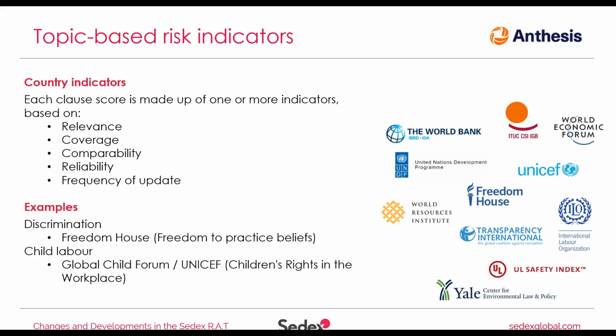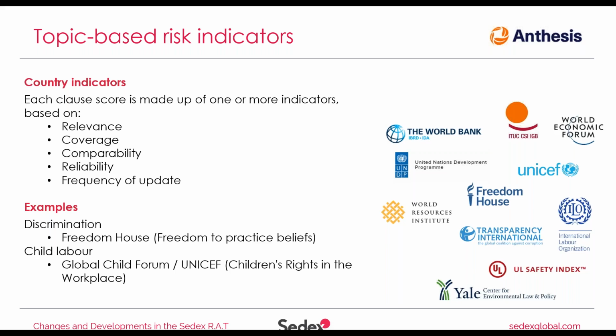For example, on discrimination, we're using Freedom House information around freedom to practice belief. That is one example of one of the indicators that's going in there. For child labour, we're using information from UNICEF and the Global Child Forum's database on children's rights in the workplace. And so we've taken lots of indicators from different places to compile our risk indices.